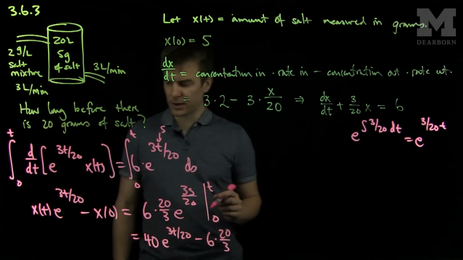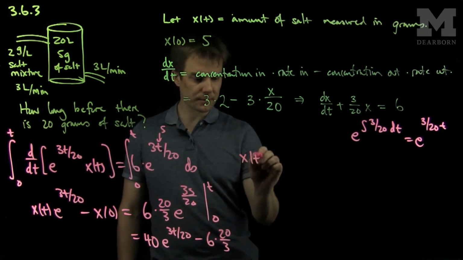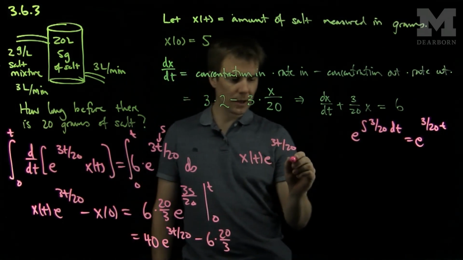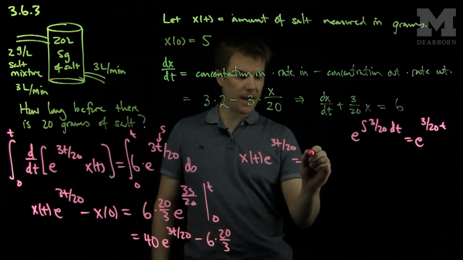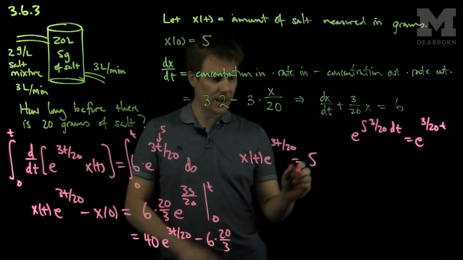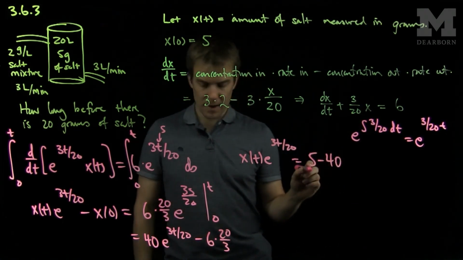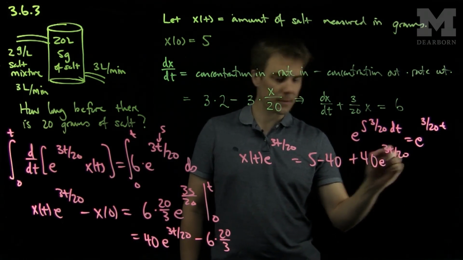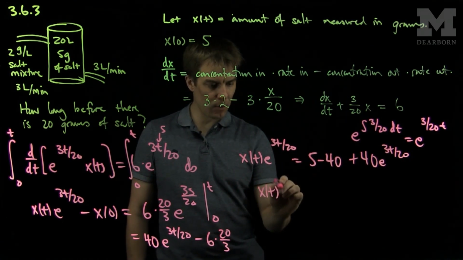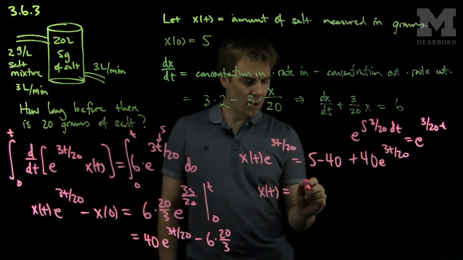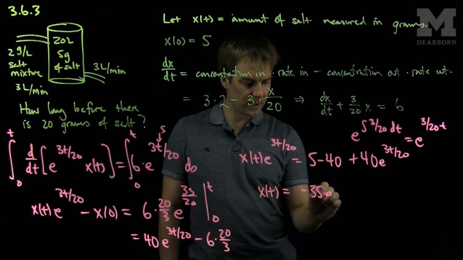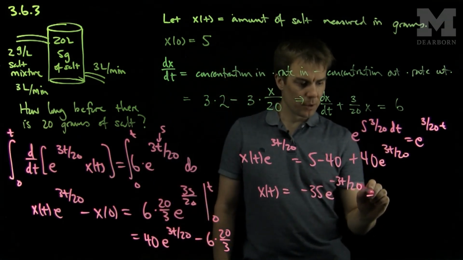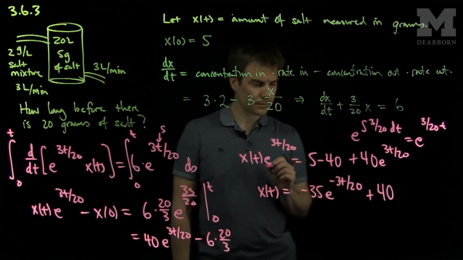And so now if we rearrange this, we will have x of t times e to the 3t over 20 is equal to x of 0, which is 5, minus 40, and then plus 40 e to the 3t over 20. And finally, by multiplying by e to the negative 3t over 20, we have x of t equals negative 35 e to the negative 3t over 20 plus 40.